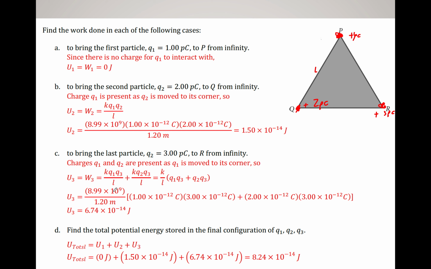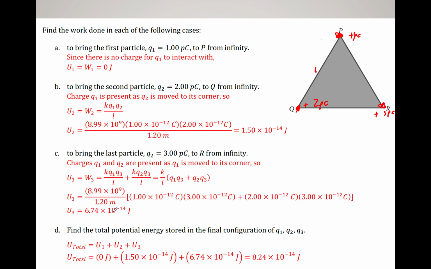So you'll have your 9 times 10 to the 9. They're trying to be fancy here with 8.99. Both are correct; mine is rounded. Divided by 1.2 meters. And then you multiply that by the sum of the charges here, Q1, Q3 plus Q2, Q3. And you get your energy.